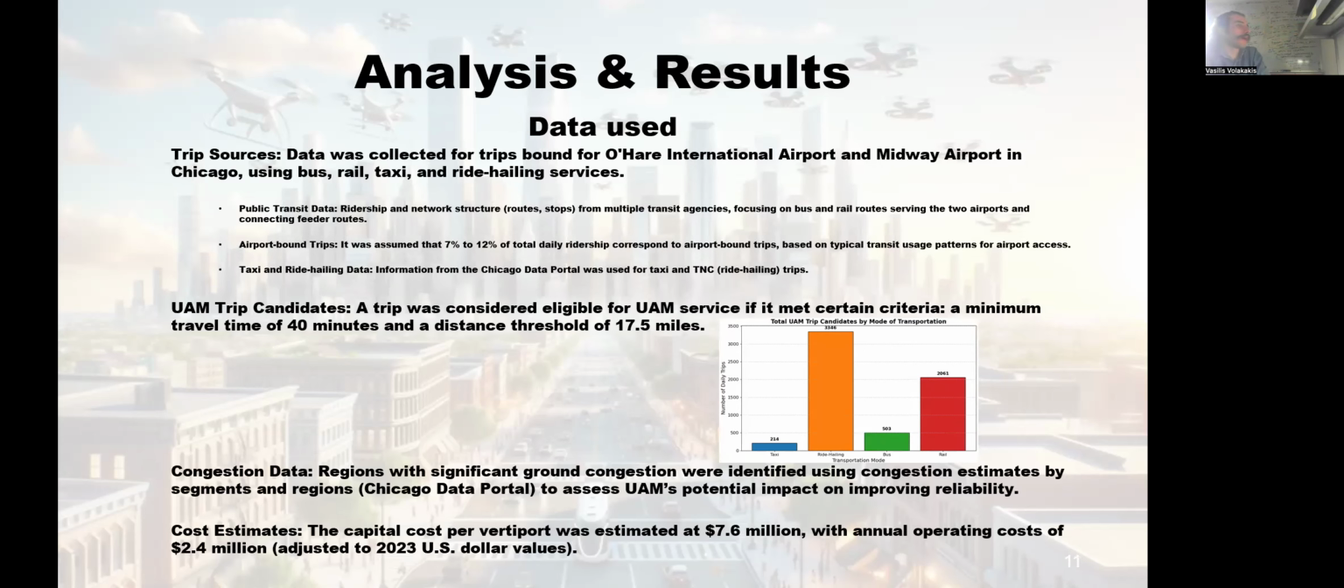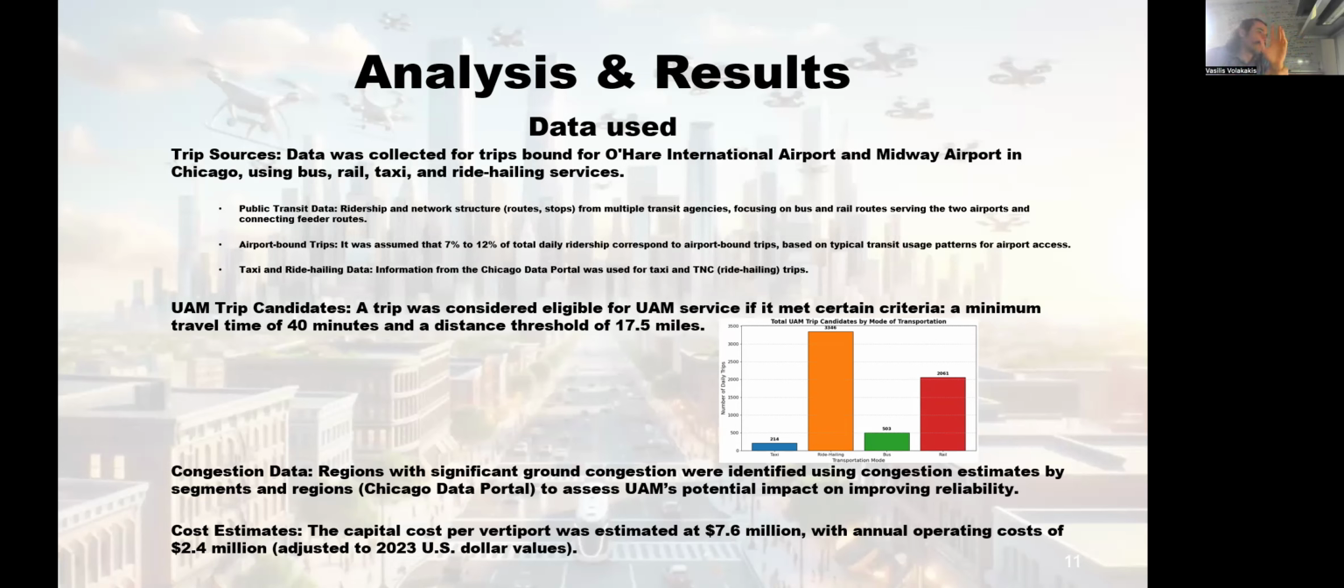In terms of data used, the data was collected for trips bound for O'Hare Airport and Midway in Chicago using bus, rail, taxi, and ride-hailing service data. Ridership and network structure from multiple transit agencies that focus on bus and rail routes that serve those two airports were considered. It was assumed that 7 to 12% of total daily ridership correspond to airport-bound trips based on typical transit usage patterns for airport access and egress. And the Chicago data portal was extensively used for taxi and TNC trips data.